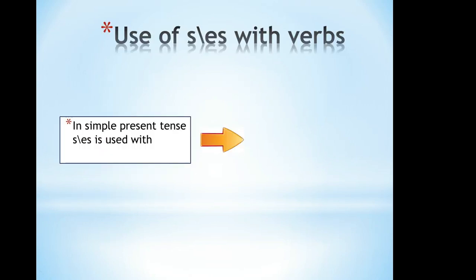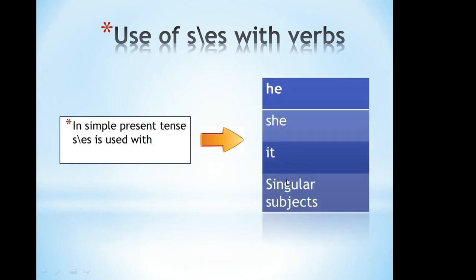Now what is the difference? We have to see where we use s or es, the use of s or es with the verb. In simple present tense, s or es is used with he, she, it, and a singular subject. I told you that the person who does the work is called a subject. If that person is singular, like if you are having only one boy, he; only one girl, she; or it, if it is an object, you use it for the object. So if the subject is singular, then you use s or es with the verb.